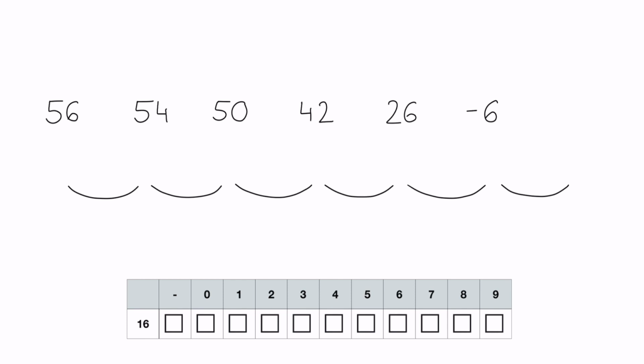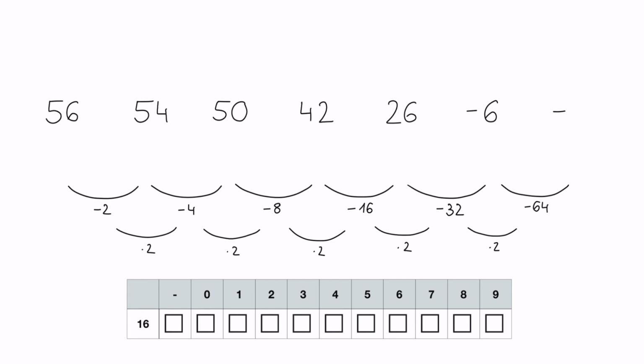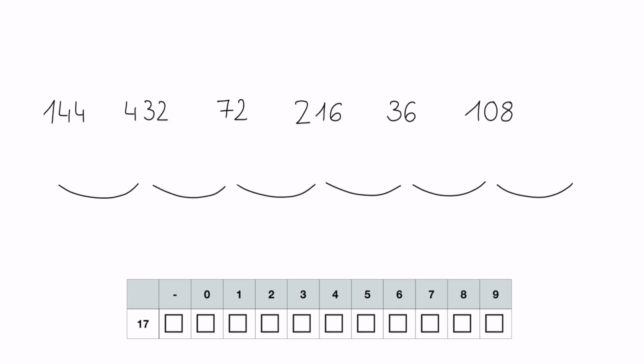Okay, so this one, again, the numbers are decreasing, and we can see that we subtract 2, and then subtract 4, and then 8, and then 16, and then 32. And we can see that the number that we subtract by is doubled each time. So by the time we finally hit the last number, it's minus 64, and we get that's minus 70. So we just go ahead and mark that. Moving on.